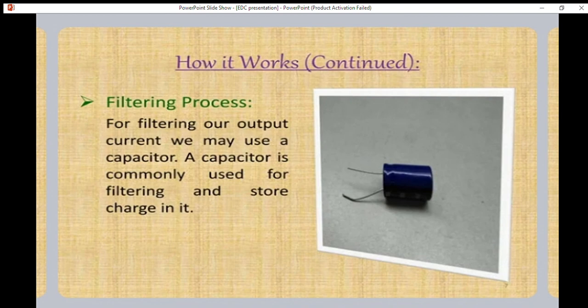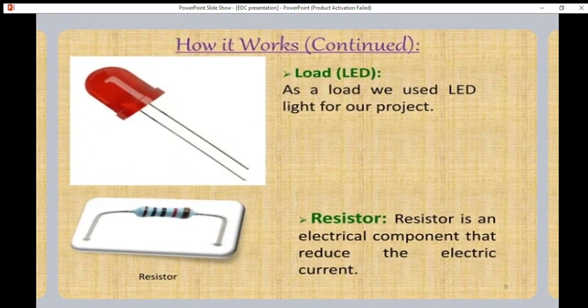Filtering process. Here we use a capacitor for filtering our output. A capacitor is commonly used for filtering and stores charge in it. Then we also use load. We use LED light for our project as a load, and then resistor. Resistor is an electrical component that reduces the electric current.